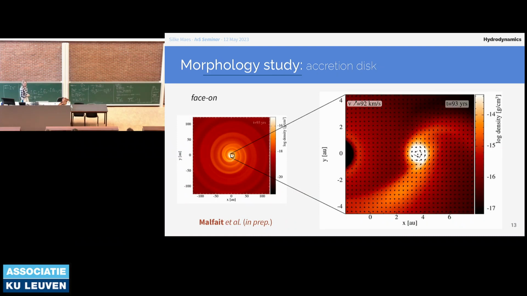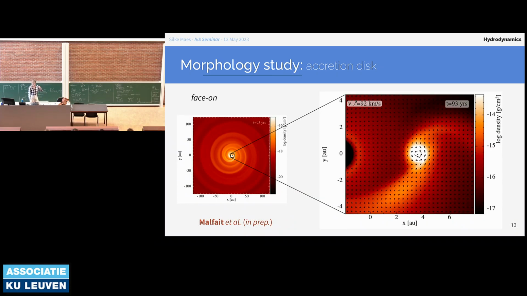So here we are again looking at the orbital plane, and I show you a zoom in of the HB star. It is slightly on the left, you can still see it, but then here this dot, that's the companion. The higher density region that you see is the beginning of forming an accretion disk, and we can see this from the arrows, which indicate the direction of the velocity.